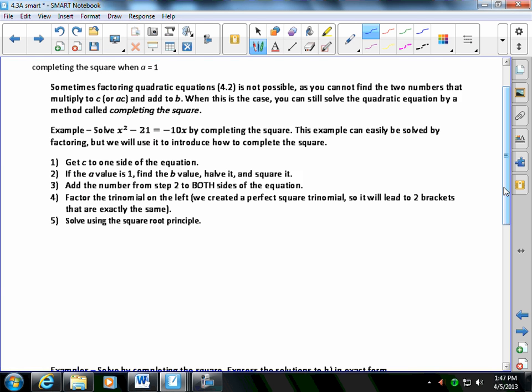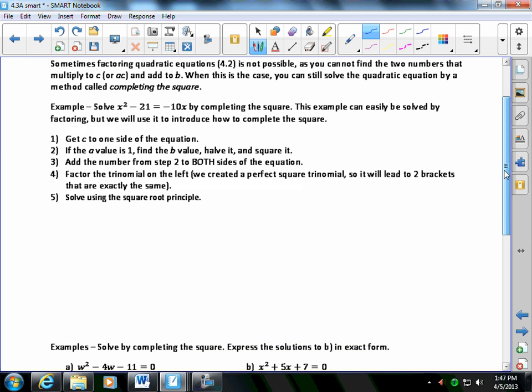When this is the case, you can still solve the quadratic equation by a method called completing the square. So in the last unit, we did that to change something from standard form into our vertex graphing form. And vertex graphing form, when we're doing it this way, puts it so that we can continue on to doing our square root method.